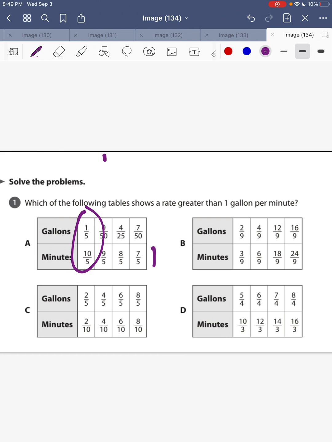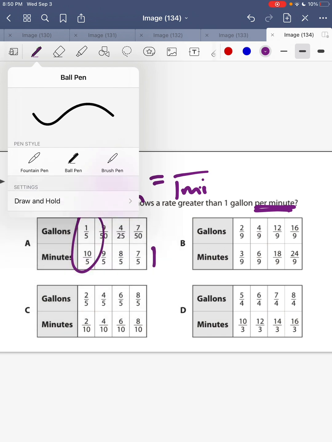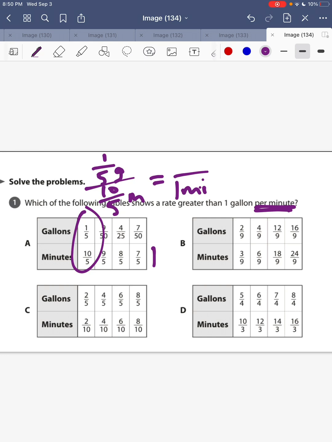Okay, so what we're going to do is we're going to take a fifth of the gallons, make sure you're labeling, and then 5/10 of the minutes. We want to see if it's greater than a gallon per 1 minute. When it says per something, that means that's what's going to 1, okay? 1 minute. Now, how are we going to get from 5/10 to 1?